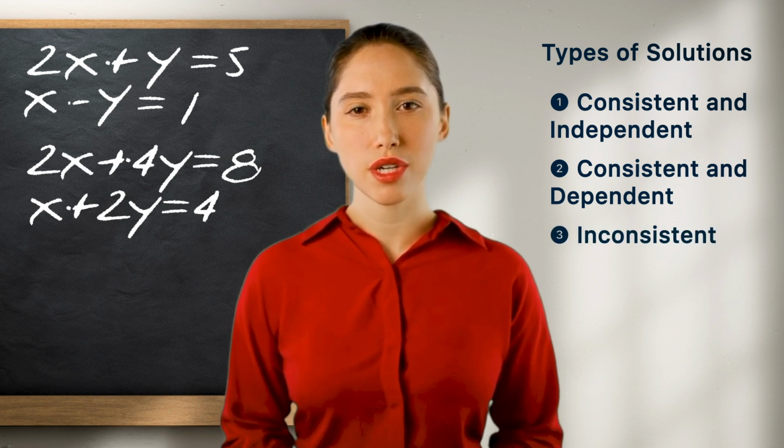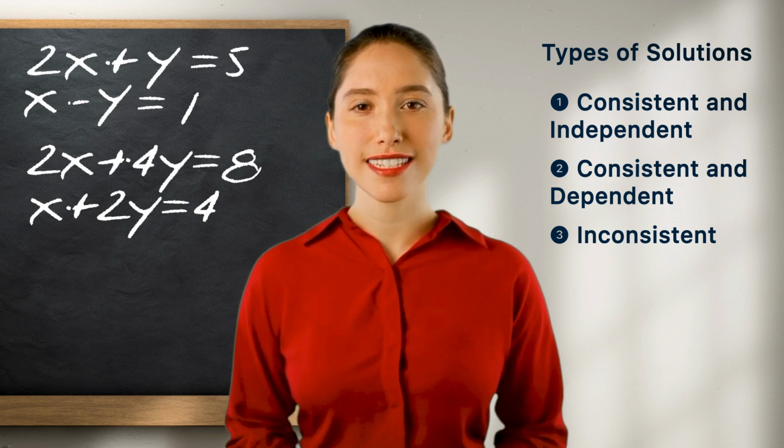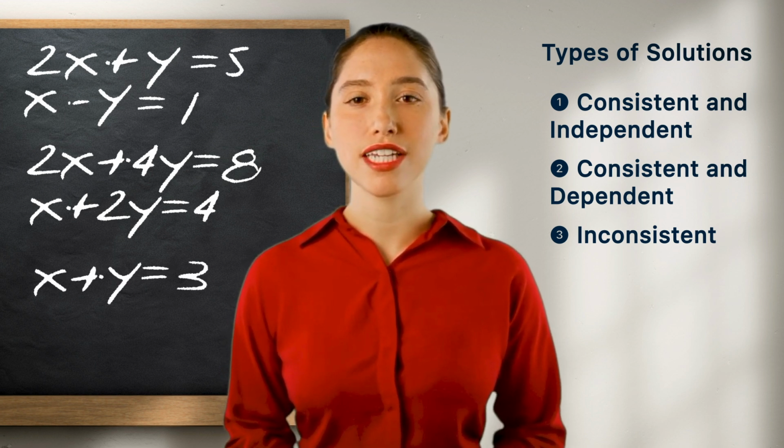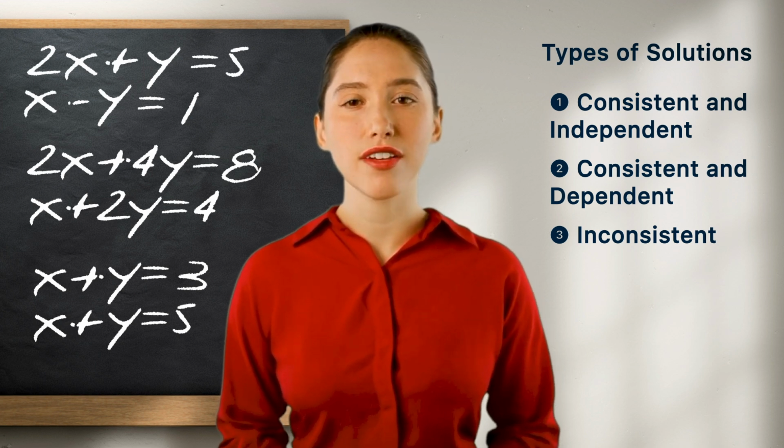Inconsistent. When no solutions exist, this is because the lines are parallel and never intersect. An example could be x + y = 3 and x + y = 5. Since these lines are parallel, they'll never meet, and there's no solution.